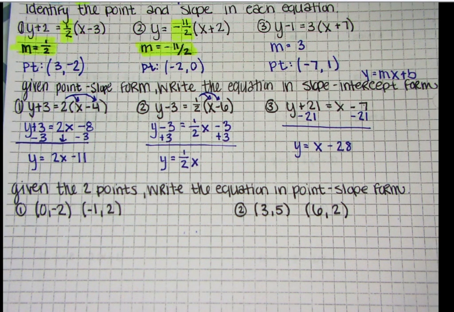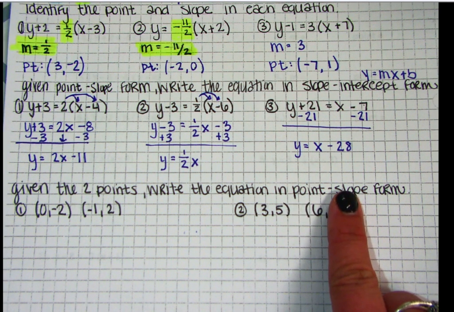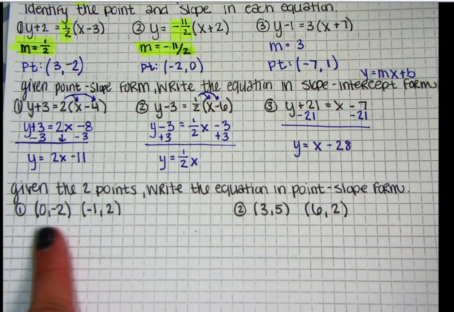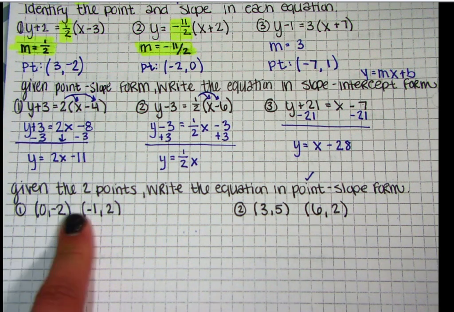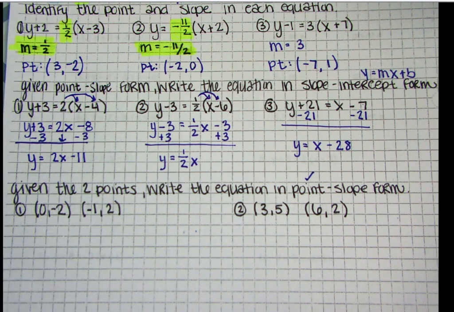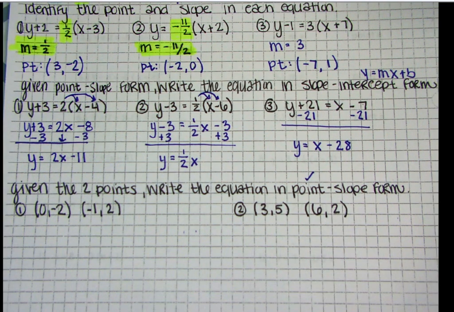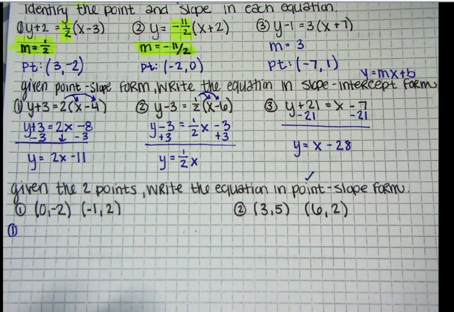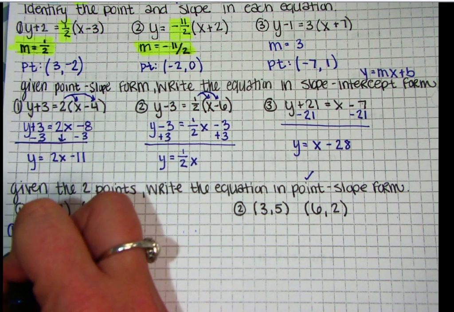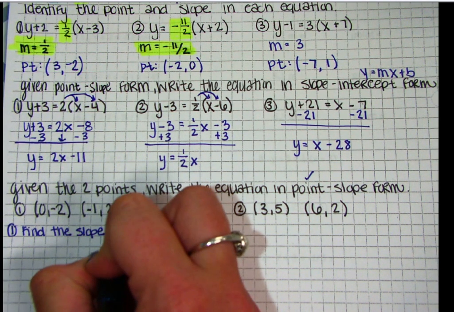So our goal here is to write it in point-slope form, which means I need a point and I need a slope in order to write the equation. Well, I have 2 points, so I'm good on the point part. Right? I've already got a point. I can pick either one of these. What I don't have is a slope. I need slope. So this is where we're going to use our slope formula. So step 1 is to find the slope of the 2 points.